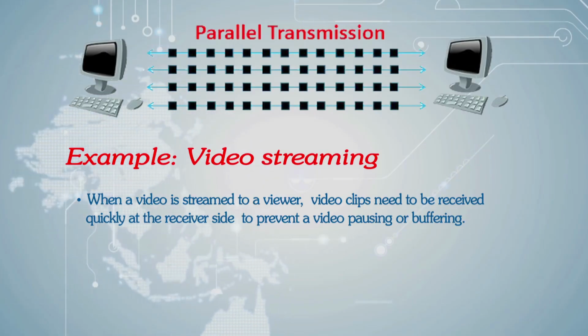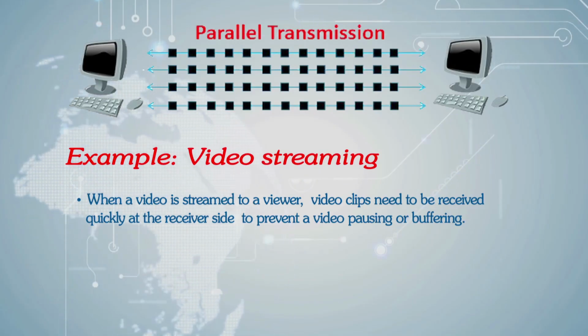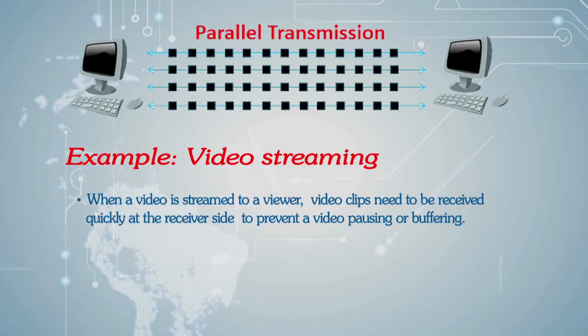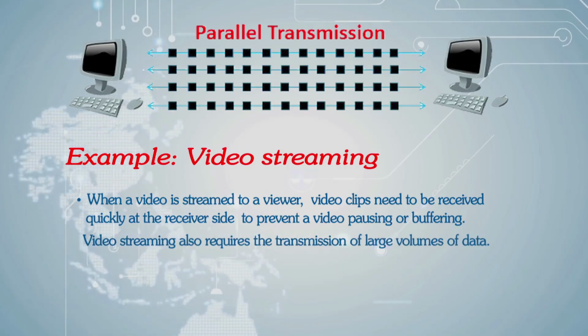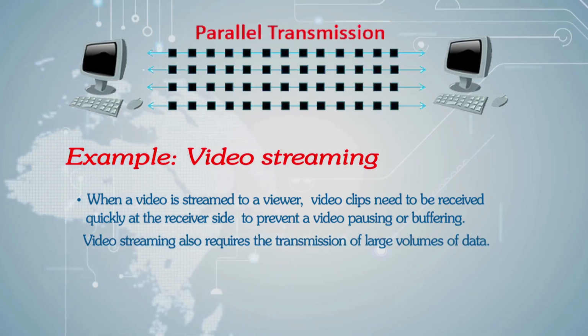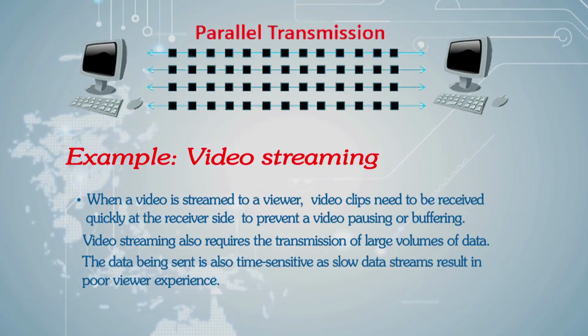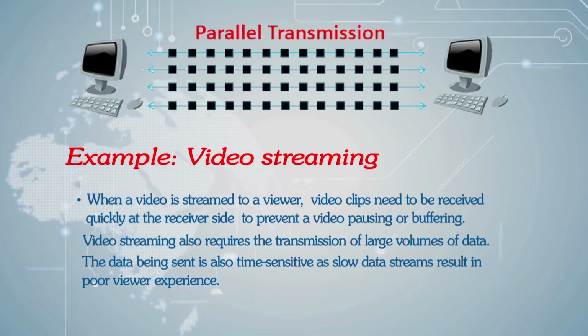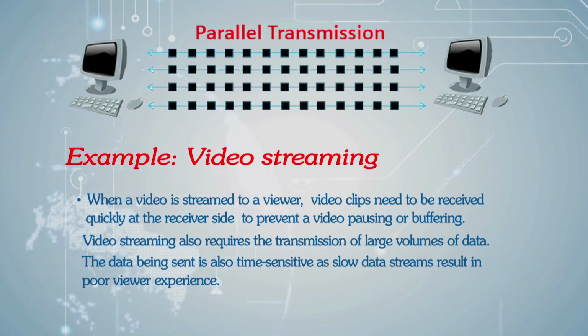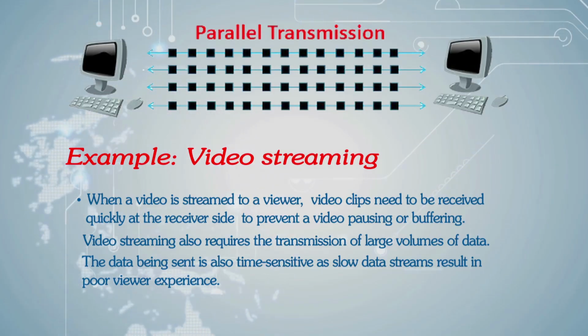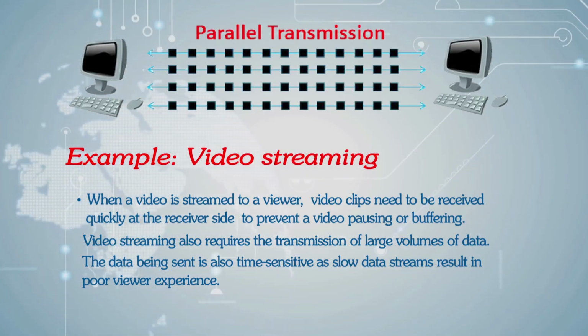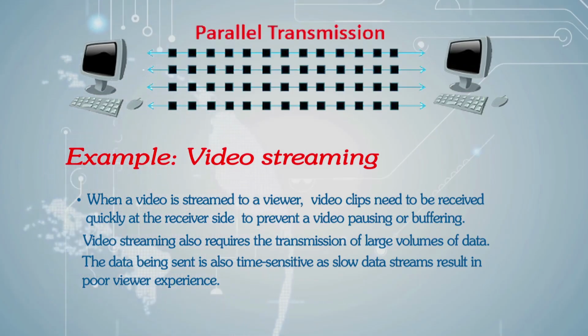So when video is streamed to a viewer, video clips need to be received quickly at the receiver side to prevent video pausing or buffering. Video streaming also requires the transmission of a large volume of data. The data being sent is also time sensitive, as slow data streams result in poor viewer experience. So you always require this kind of transmission if you want a good video streaming facility in your system.